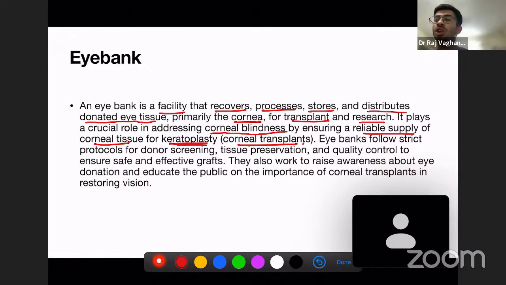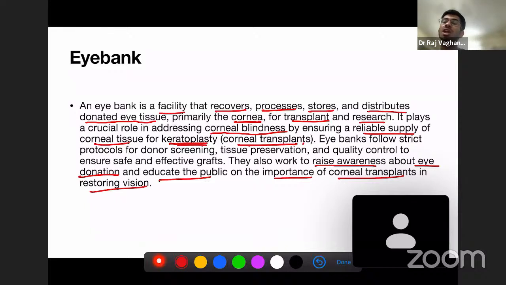They also work to raise awareness about eye donation and educate the public on the importance of corneal transplants in restoring vision. So that is a function of the eye bank. This is the one short note of the eye bank. You can write at least 6 to 7 points from this paragraph.